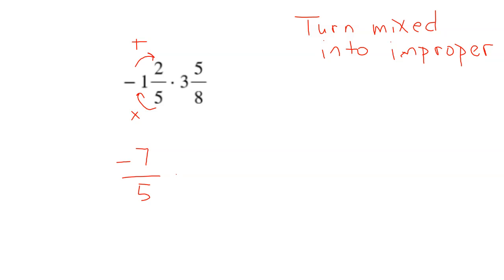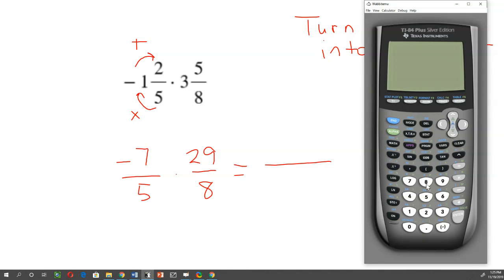times 8 times 3 is 24. 24 plus 5 is 29. And now this is just a simple multiply straight across problem. And if you've got your calculator, don't be afraid to pull it out. And so here, I'm going to clear that. I'm going to multiply 7 times 29. That gives me 203.